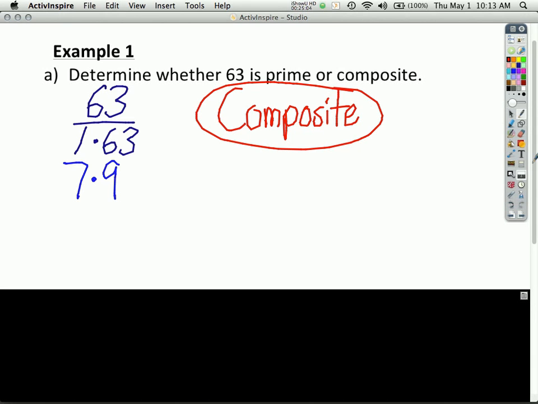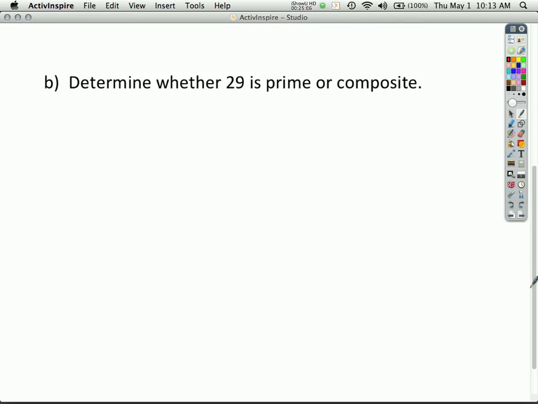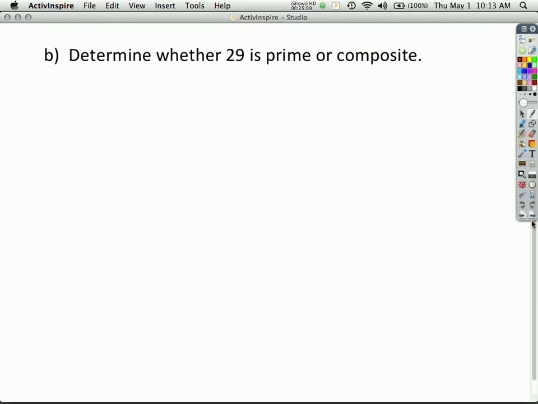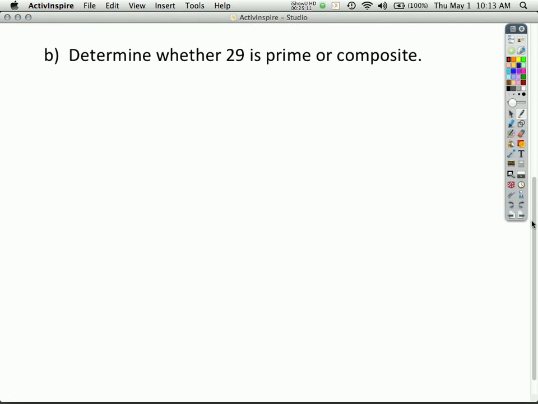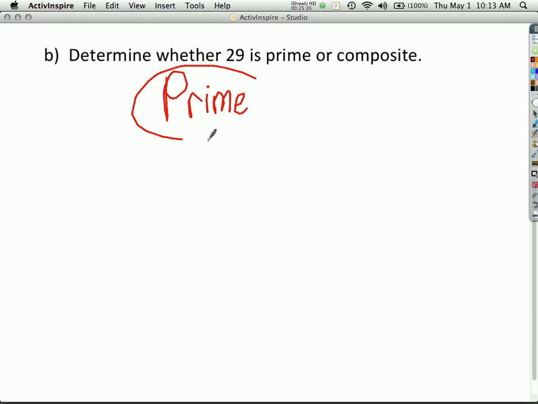So let's approach part B as advanced students. The number 29. Is it prime or composite? You're mentally going through the divisibility rules. Is it divisible by 2? Is it divisible by 3, 4, 5, 6, 9, 10? What do you think, Kiara? You think it's prime? Can't find anything that it's divisible by? George? You think it's prime? Yeah, this is not divisible by anything, so it is a prime number. Anyone have any comments, questions, concerns?